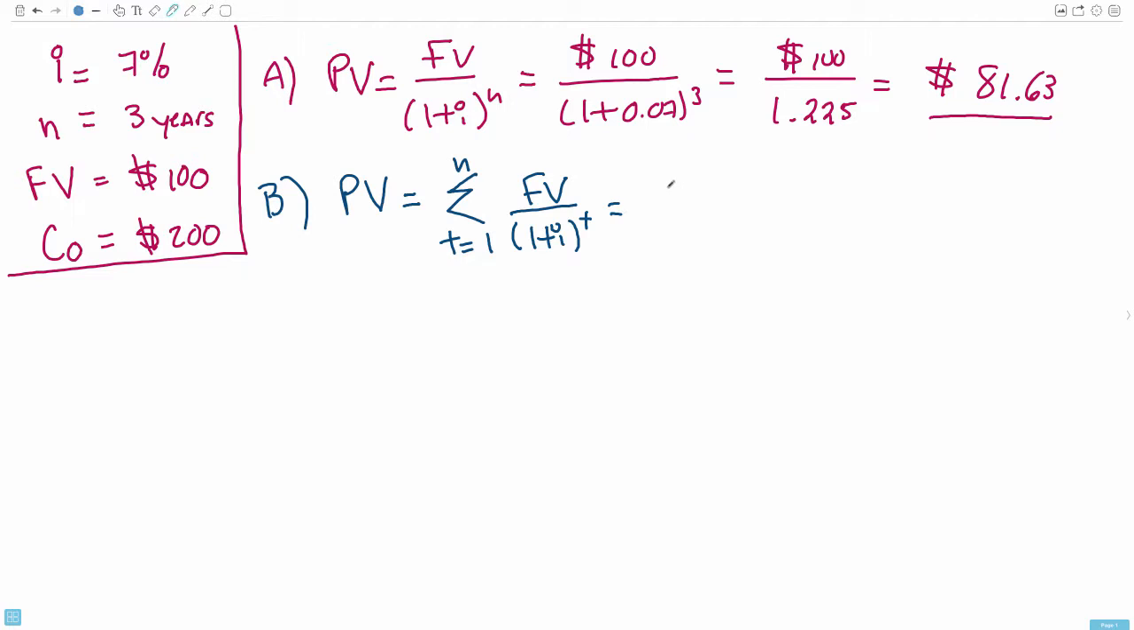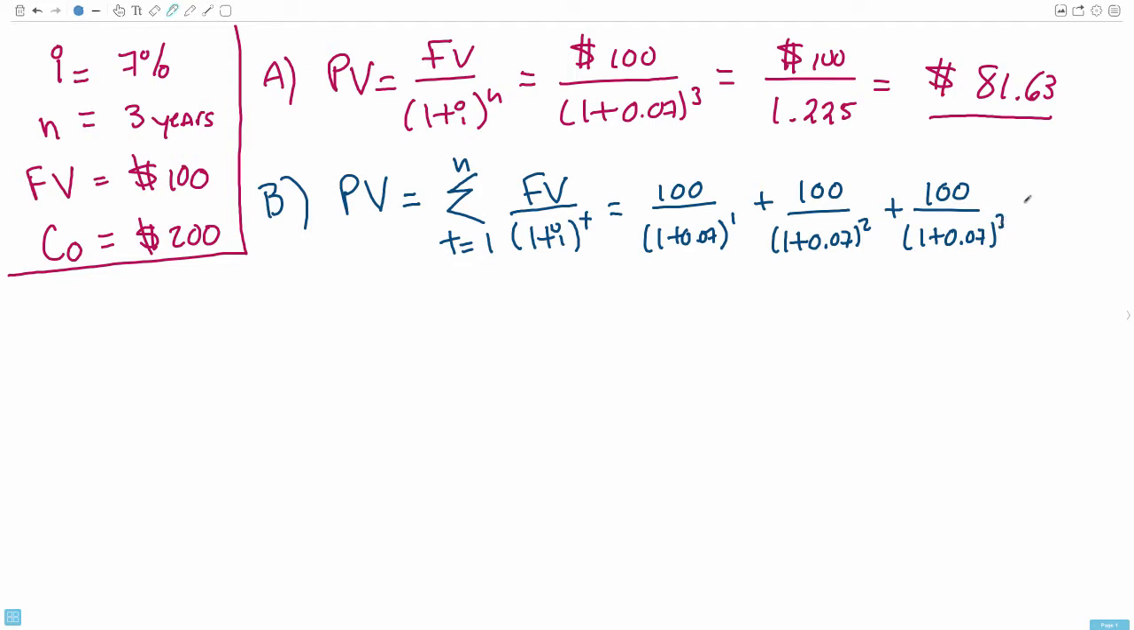So essentially what you need to do is, once again, just plug numbers into this formula. 100 divided by 1 plus the interest rate, which is 7%, year number 1, plus another $100 in the second year, divided by 1 plus the interest rate to the second power, because it's the second year, plus year number 3, which is going to give you, once again, 1 plus the interest rate elevated to power number 3.